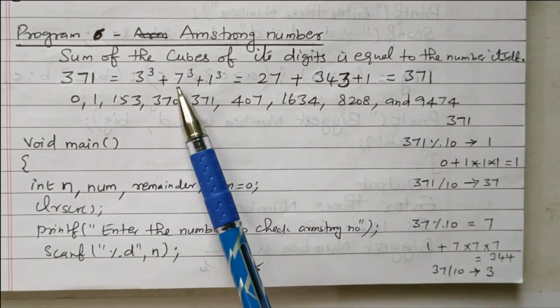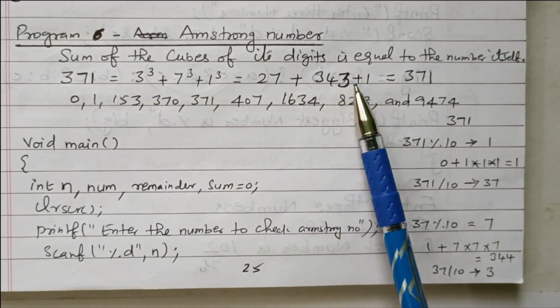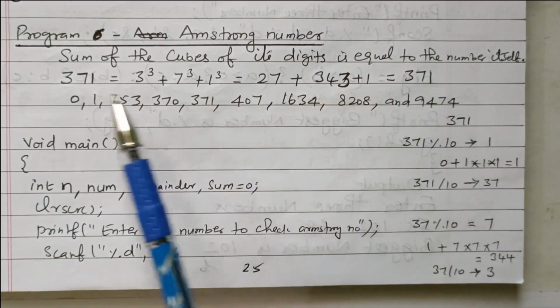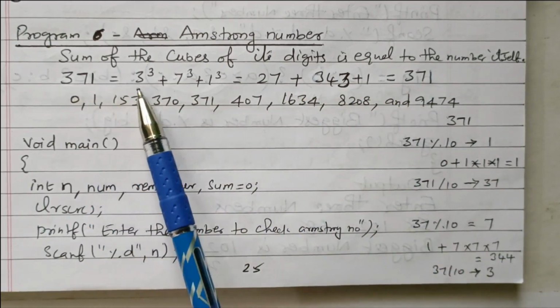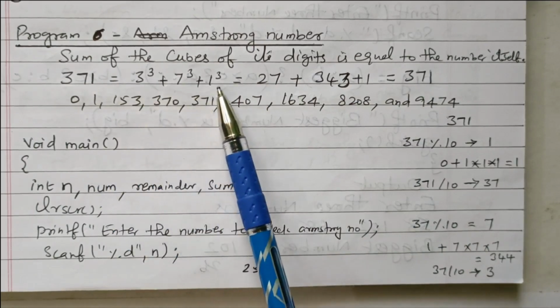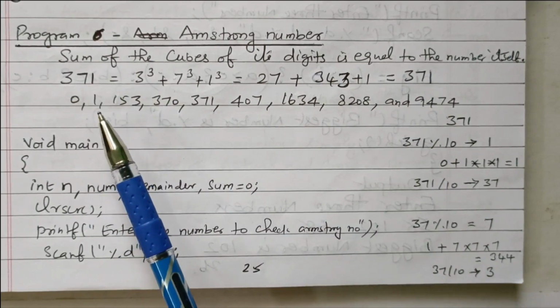So the cubes of the digits are added. It is 27 plus 343 plus 1, which is 371. The same number we are getting. So when we take the cube of the digits and add them, if we get the same number itself, it is called an Armstrong number. Right.